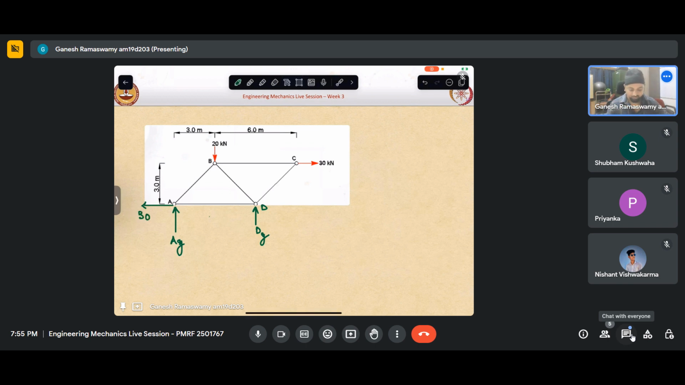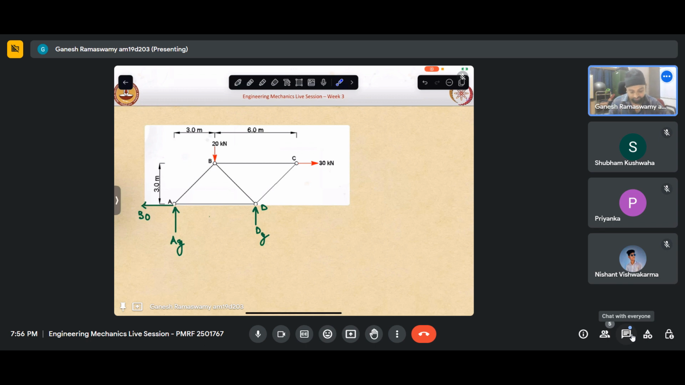Now if I take moment, the contribution of this moment will be 90. Contribution of this moment will be 60. 90 plus 60 is 150. And this distance I can calculate. If this is 3 and this is also 3, so it will be 6, so 150 by 6. I hope that is clear. So it will be 25.